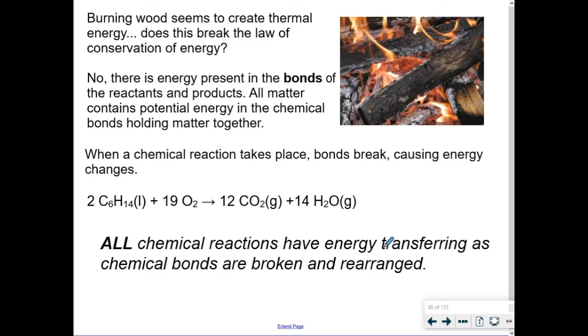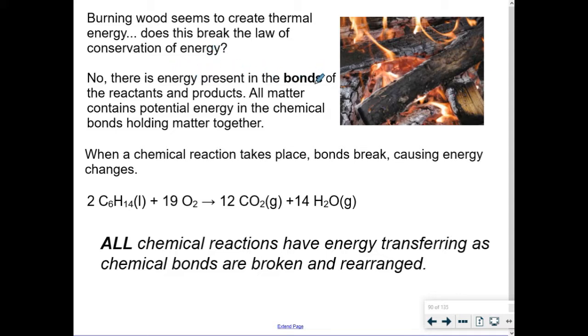Okay, so let's talk about this slide here for a second. I'm going to actually do something I rarely do. I'm going to read directly off my slides. You might have noticed I rarely do that, but read along with me here. So burning wood seems to create thermal energy, right? Because this would be exothermic, wouldn't it? Burning this wood right here would seem to produce thermal energy. Does this break what's known as the law of conservation of energy? Maybe you've heard that before. And the answer is, well, no.